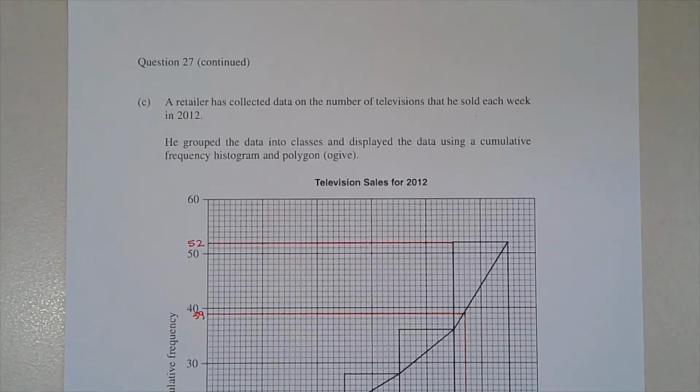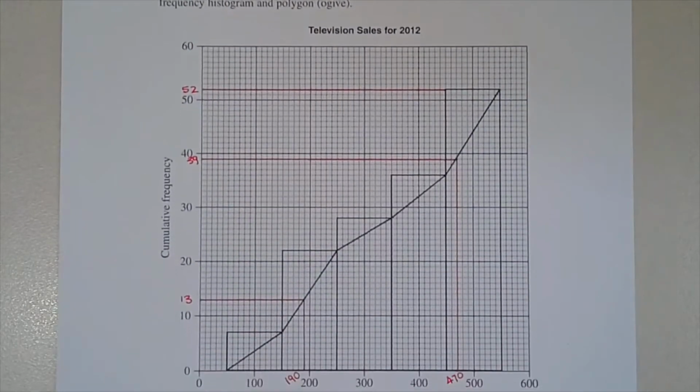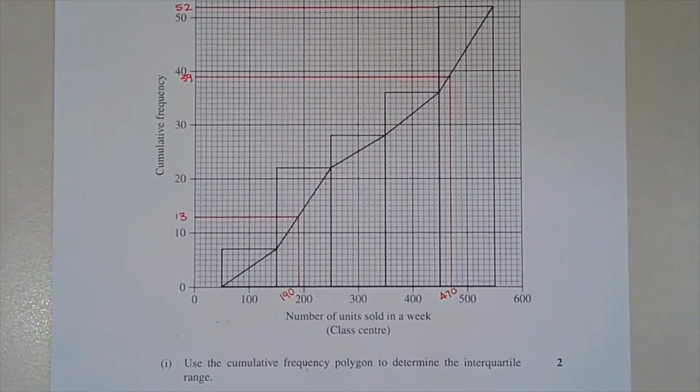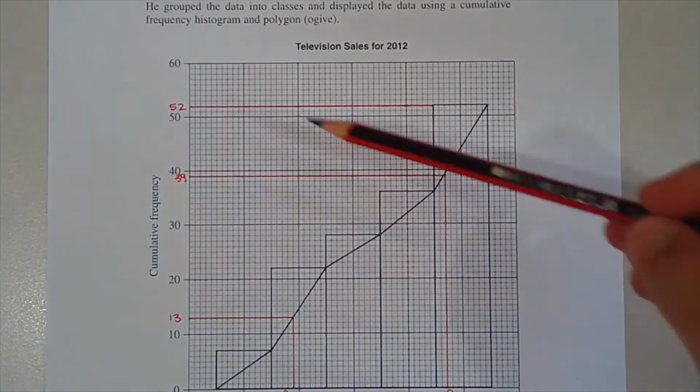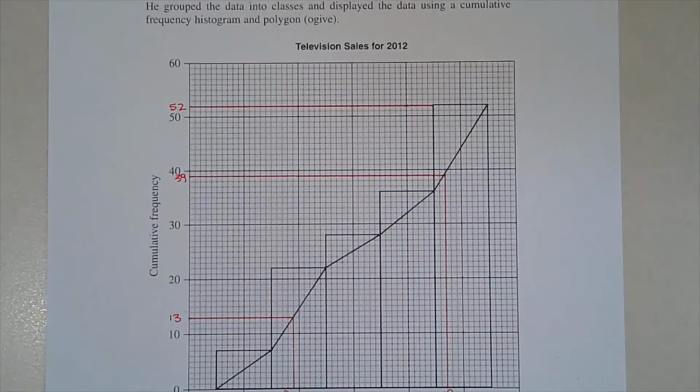Question 27C. A retailer has collected data on the number of televisions that he sold each week in 2012. He grouped the data into classes and displayed the data using a cumulative frequency histogram and polygon, ogive. So part 1, use the cumulative frequency polygon to determine the interquartile range. I've done part of the solution here, so I'll explain what I've done.